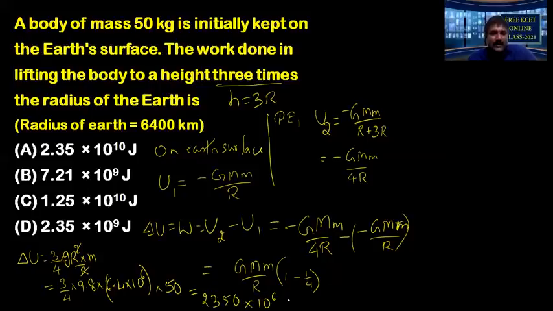Okay, so the answer is 2.35 into 10 power 3. Okay, that much joules. So the option is D, bit tricky, option C and option A. If you do any mistake in power of 10, so you may go for option A also, but the right option is D. Okay, then I move to the next question.